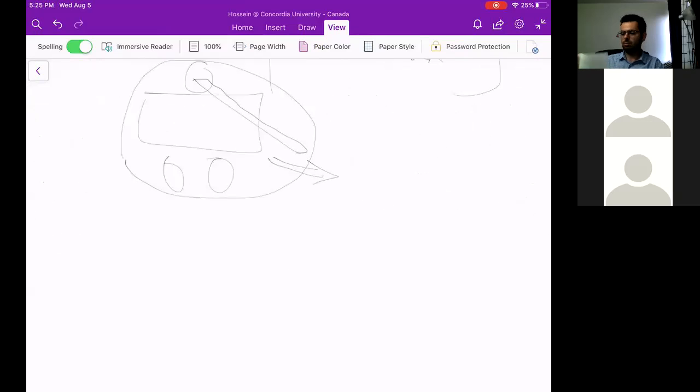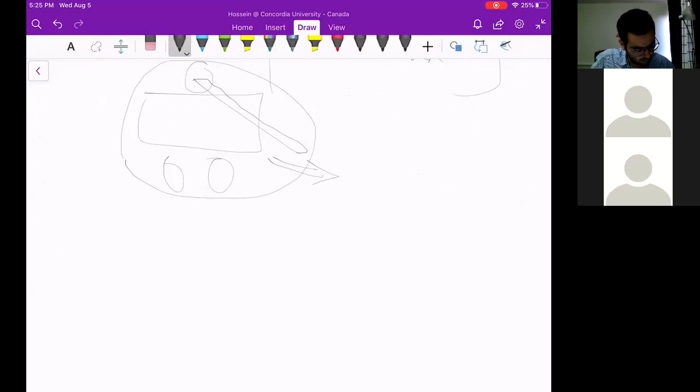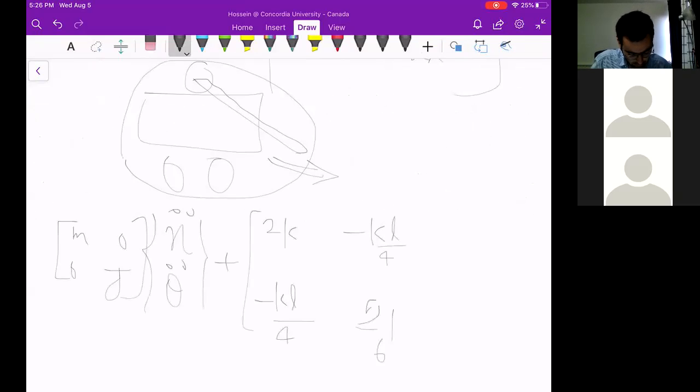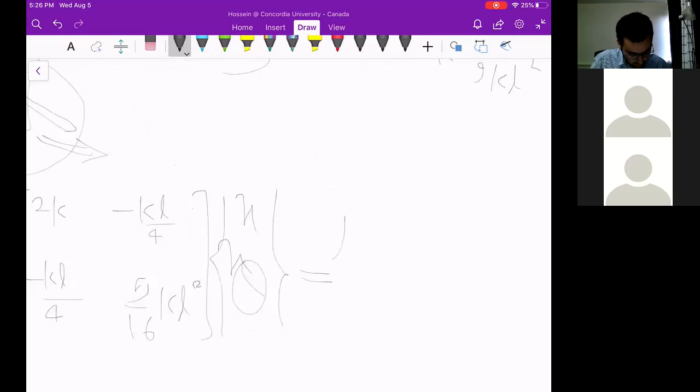And then you have to construct the equation of motion in matrix format at the first step. X double dot, theta double dot, plus 2K, minus KL over 4, minus KL over 4, 5 over 16 KL squared, times X, theta, is going to be 0.